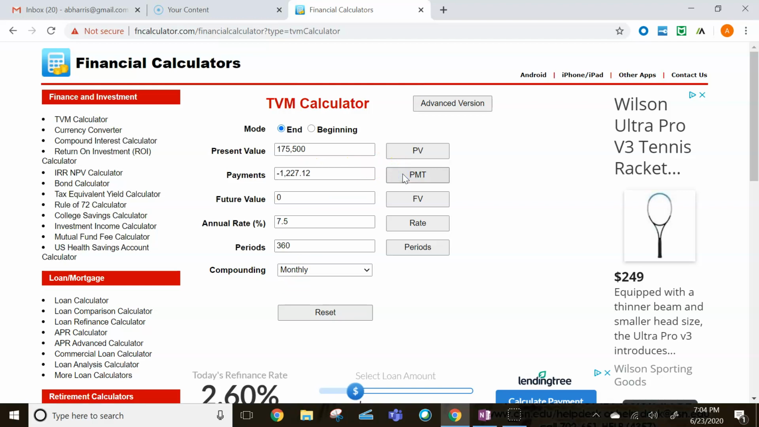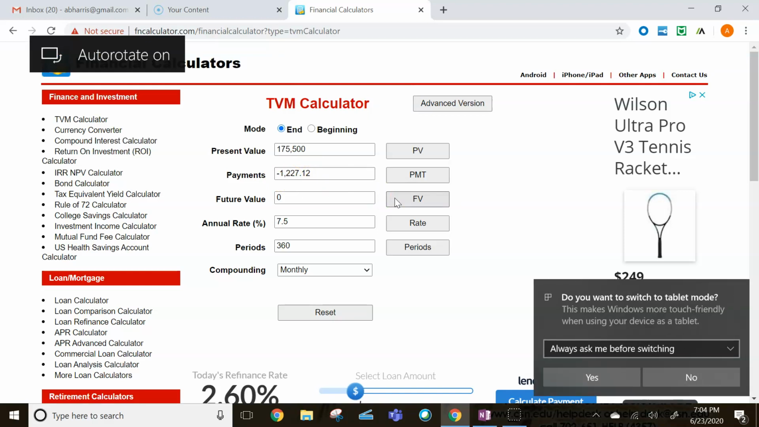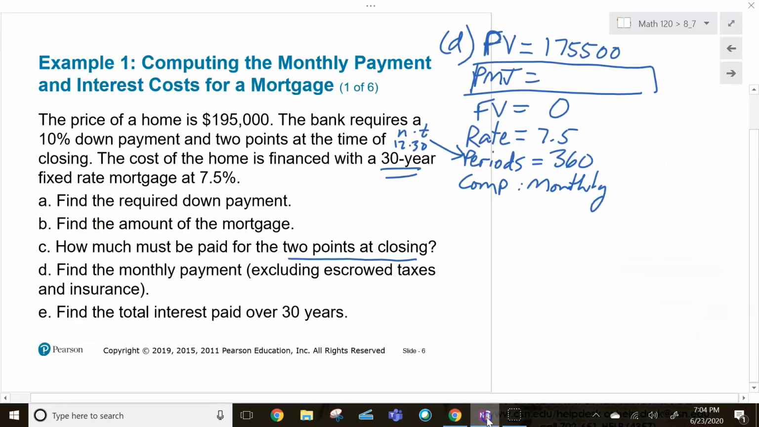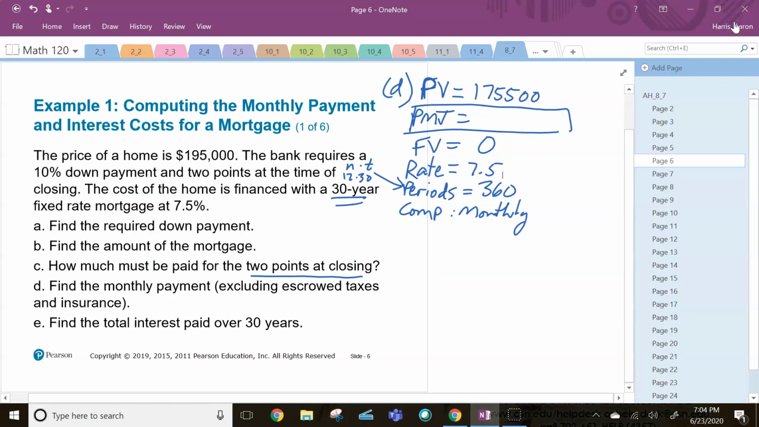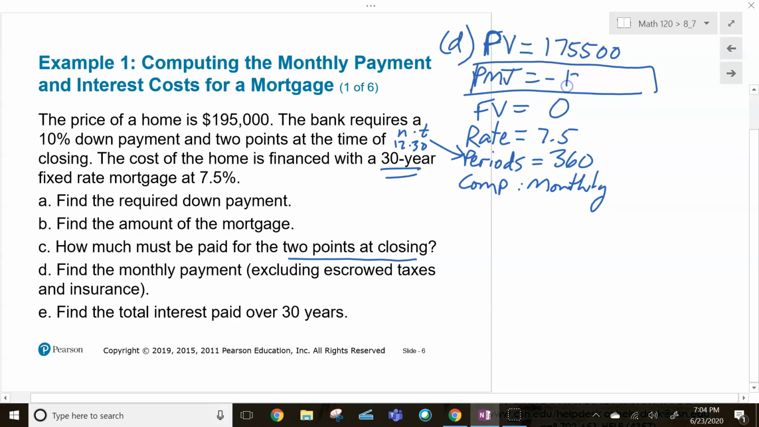Make sure you're on monthly right here. Click on payments. Looks like 1227.12. We're paying, that's the negative right there, 1227.12. Okay, so there's our payment. It's approximately monthly payment. So we'll go with round to the nearest dollar here. 1227 is our monthly payment.